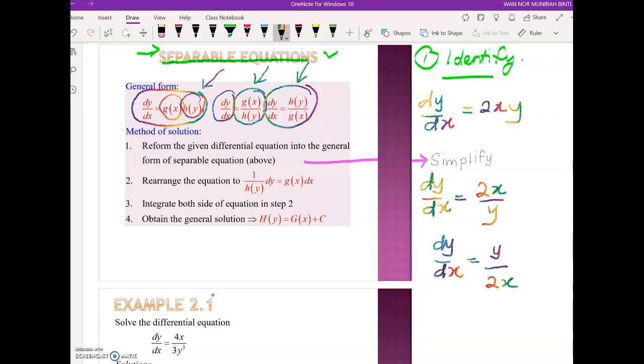When you determine that this equation is separable, the next step is you need to rearrange the equation in this form. Move all the y variables to the left hand side of the equation, and the x variables to the right hand side. Y to your left and x to your right. Then you just integrate, and you get the general solution.